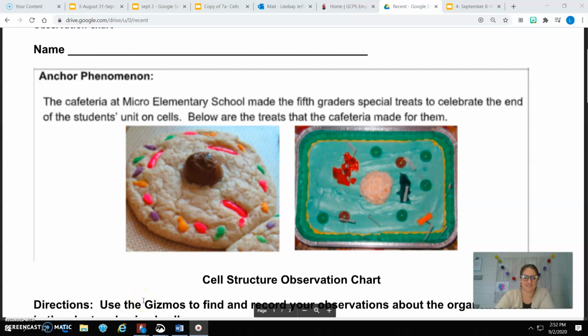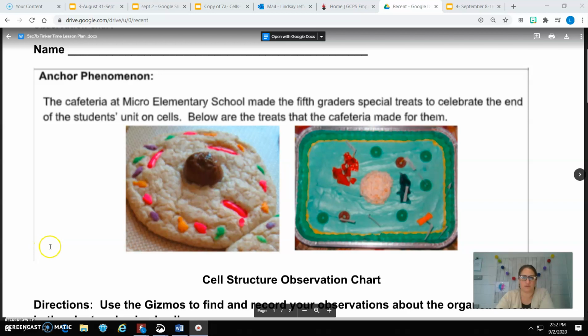Hello, scientists. Let's look back at our phenomenon that we're working on for this standard. It says the cafeteria at Micro Elementary School made the 5th graders special treats to celebrate the end of the students' unit on cells. Below are the treats that the cafeteria made for them.